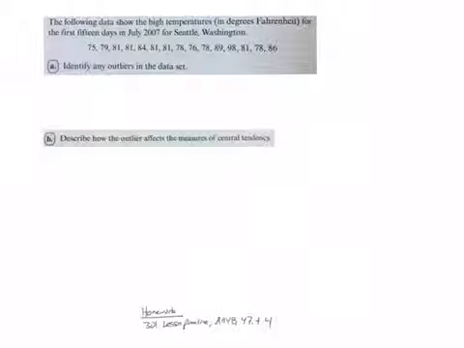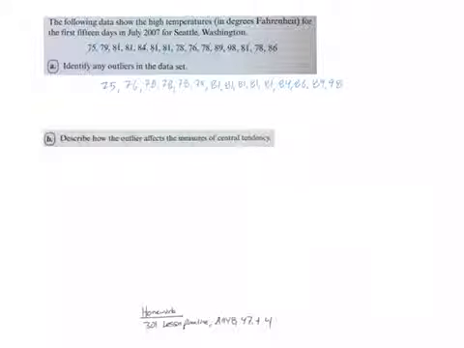All right, it says the following data shows the high temperature in degrees Fahrenheit for the first 15 days in July 2007 for Seattle, Washington. Identify any outliers in the data set. Most of the time, the easiest way to find outliers is to arrange the numbers from least to greatest, kind of like we do to find the median. So that's what I'm going to do now.